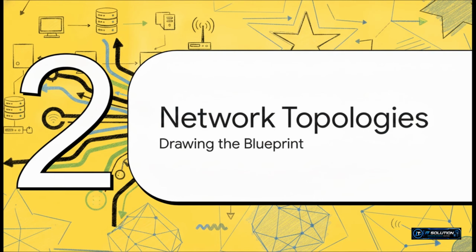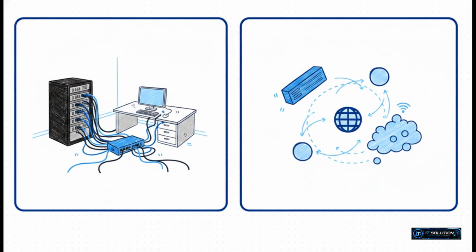Moving right along to Section 2, topologies and network representations. It's time to draw the blueprint. Now that we have our raw materials, our hosts, our intermediary devices, and our media, we need a blueprint to understand exactly how all these components physically and logically connect to form a functional structure.